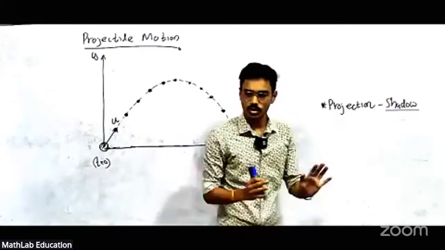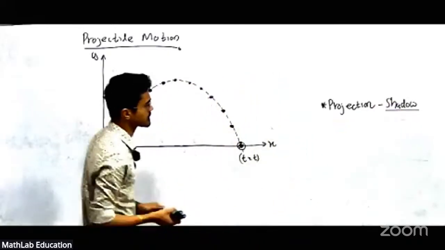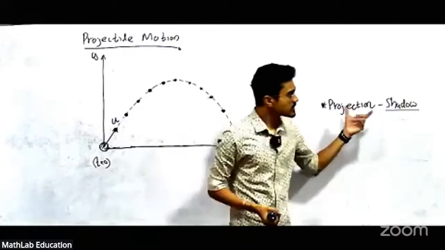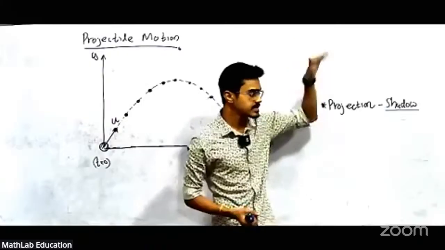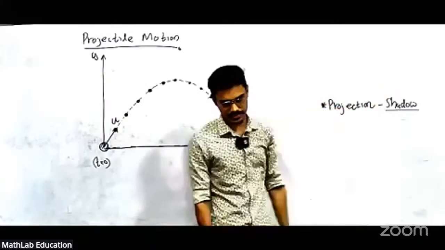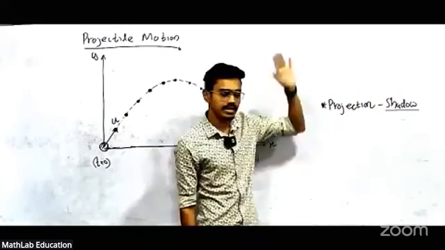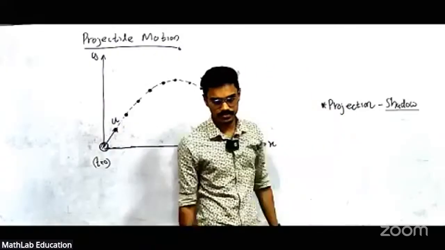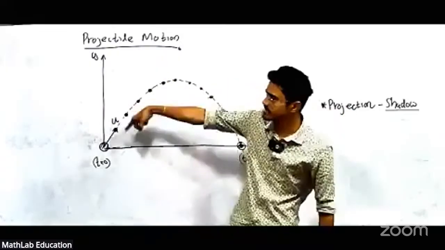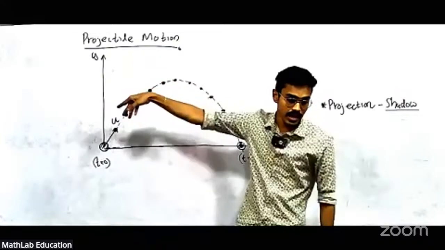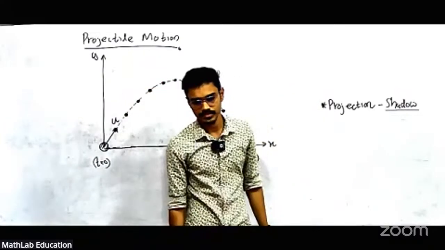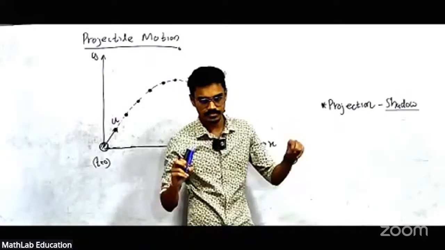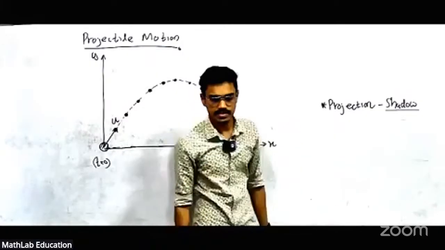Now what I'm going to do is consider the shadow on the vertical axis and the shadow on the horizontal axis. The shadow on the vertical axis is called the vertical projection. My vertical axis here is the y-axis. The shadow on the horizontal axis is called the horizontal projection. Projection is a technical term, and the meaning is the shadow.